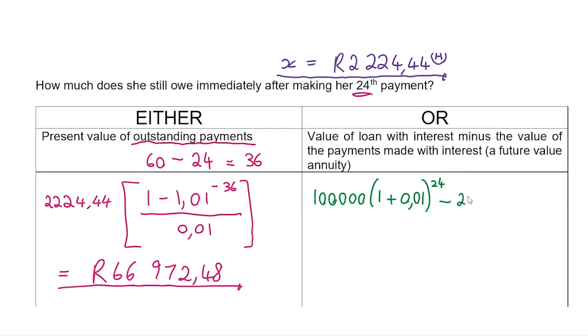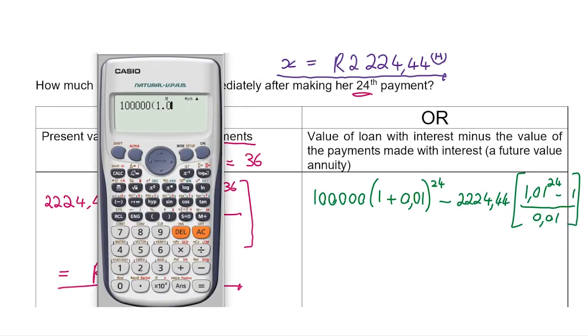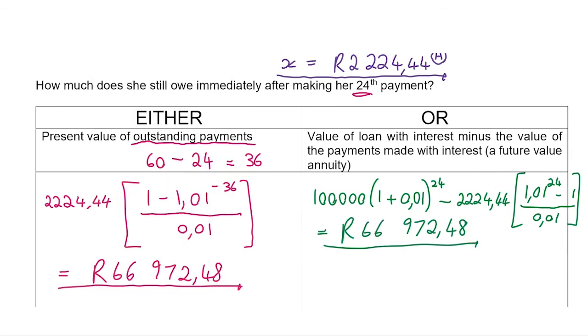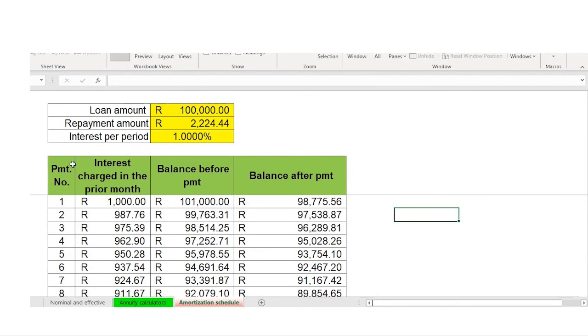with the payment of 2224.44. And remember, my future value is 1 plus I, so that's 1.01, to the power of 24, those are the payments that have been made, minus 1 over 0.01. $66,972 and 48. I'm just going to show you a sort of little model of this on a spreadsheet.